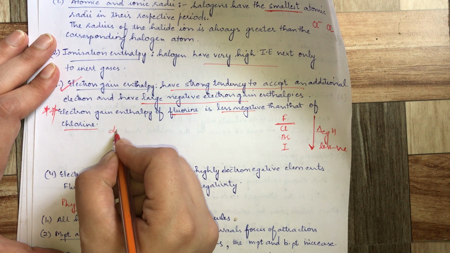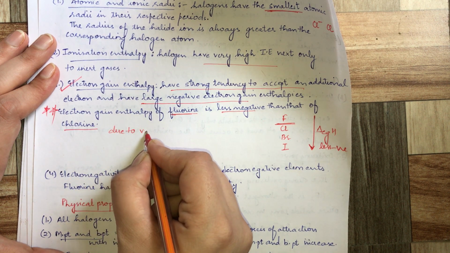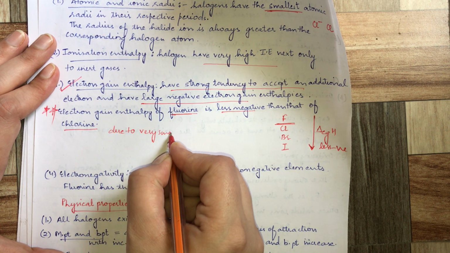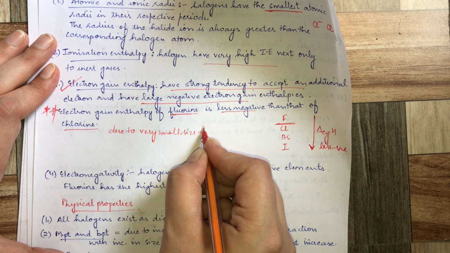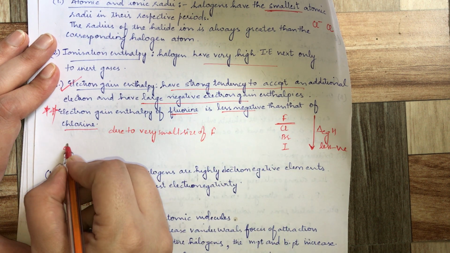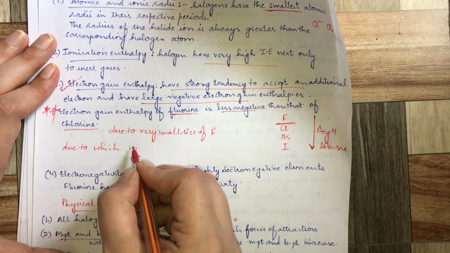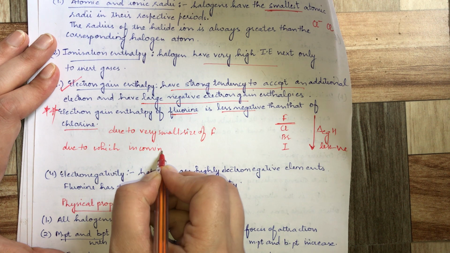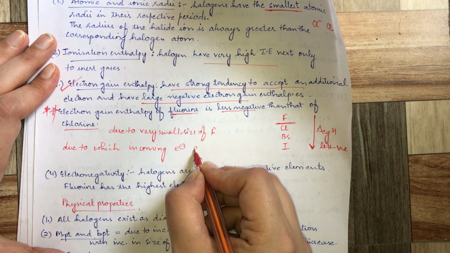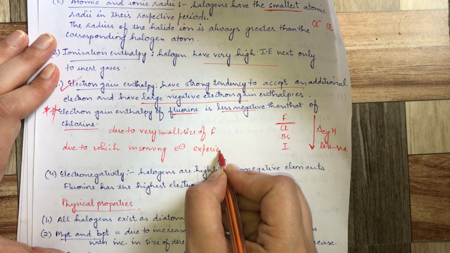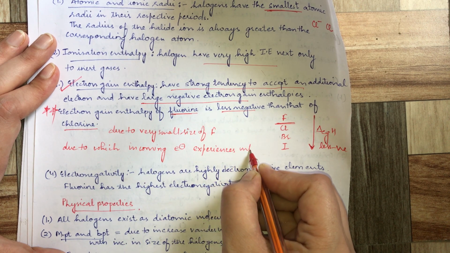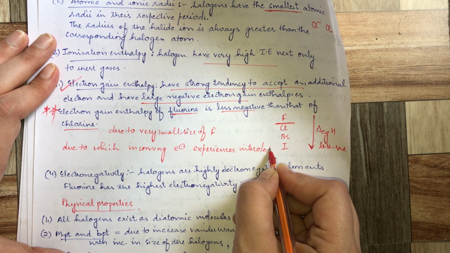This is due to the very small size of fluorine, due to which the incoming electron experiences interelectronic repulsions.